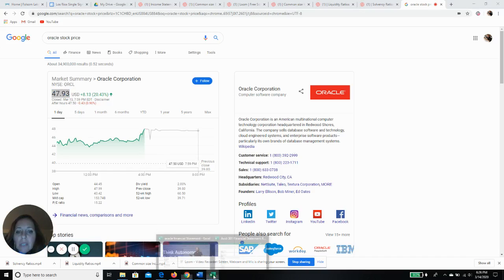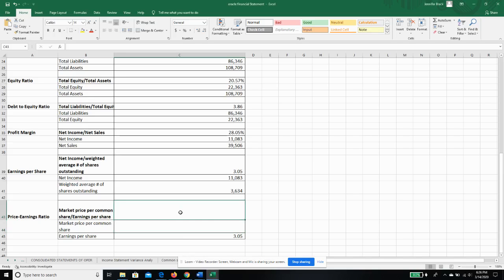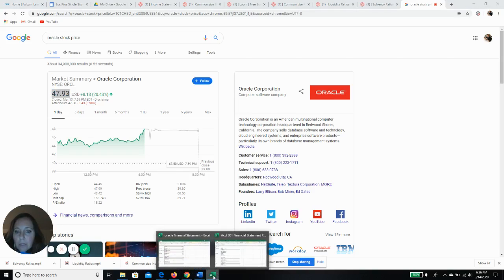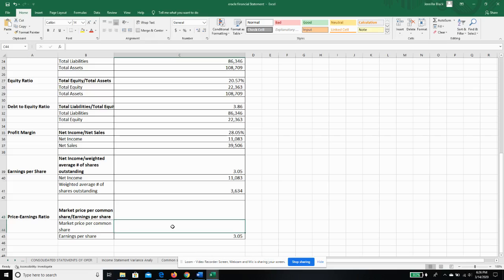So this is going to change. When you put it on here, just tell me when you did it so that I can check. So what did I say? I said it was $47.93. Okay. So our market price per common share is 47.93. I'm just going to put myself a note here that I looked this up on March 14th, 2020. Now if I take my market price per common share and divide it by earnings per share, this gives me my price earnings ratio. For Oracle right now, it's 15.72.